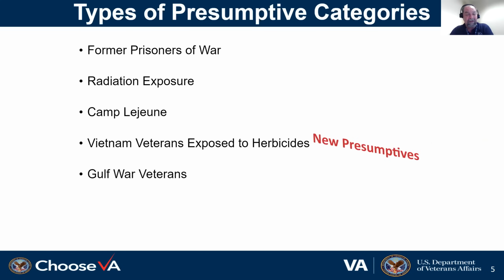So we're going to look at 5 different presumptive categories. The first 3, a former prisoner of war, radiation exposure, and Camp Lejeune, have been in place for many, many years. However, the veterans who were exposed to herbicide during the war in Vietnam and the Gulf War veterans have new presumptive conditions that are coming to light. So we'll delve into that a little bit more too. Next slide.